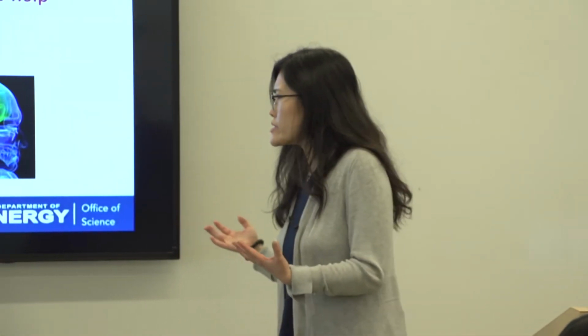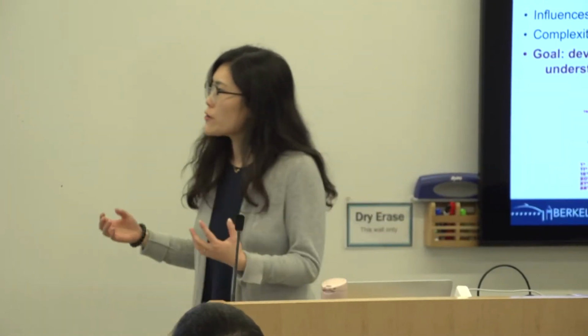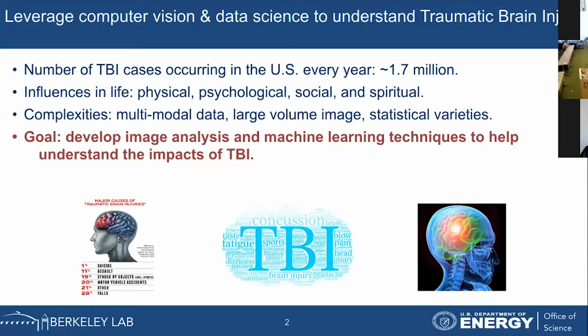It usually occurs in transportation accidents, falls, and sports. So people suffer from this physical injury, and then they begin to have physical, psychological, social, and spiritual influence in their life. So just to give you a sense of how complex the data we handle is.